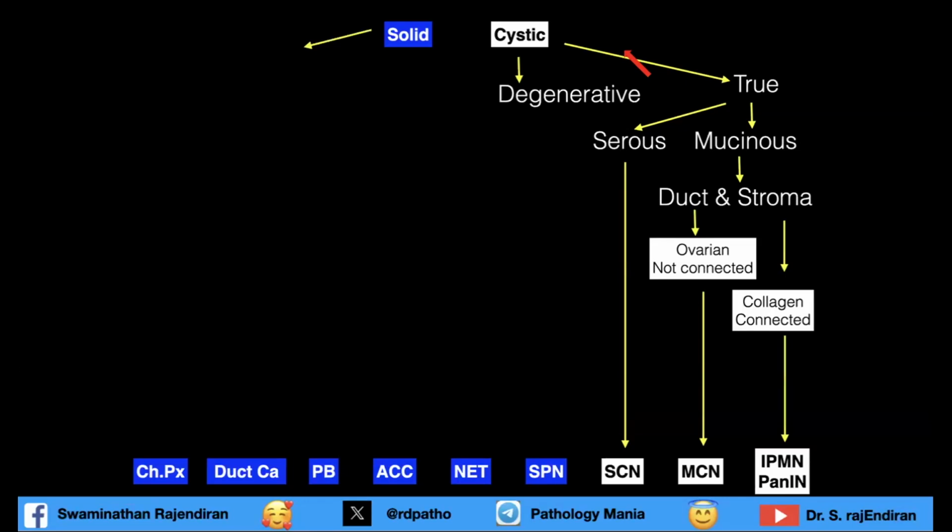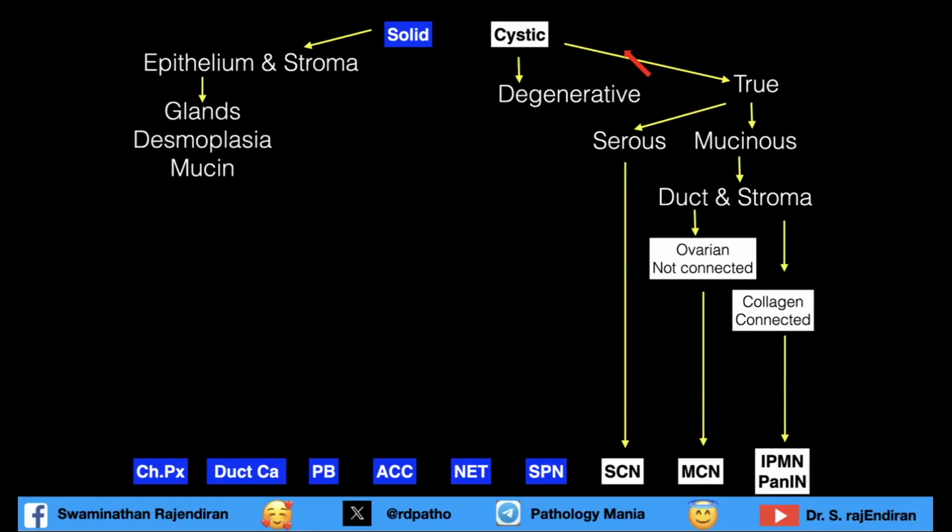And as I told you, it can be IOPN when you see oncocytic cells, or intraductal tubulopapillary neoplasm when you see the tubules. In the solid, you have to see whether they are arising from epithelium or stroma.